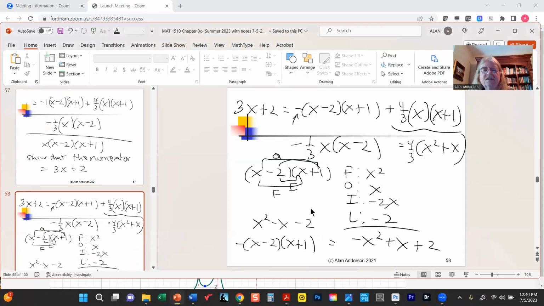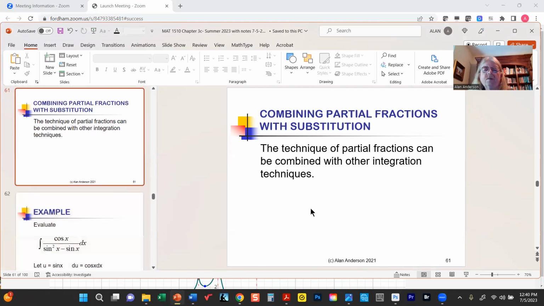Now, in the next section, what we're going to do is something interesting. We're going to actually combine two different techniques to get our desired integral. So what we're going to do is use u substitution before we apply partial fractions. There's nothing to stop us from doing this. We can apply as many techniques as we want, as long as it works. So here's a good example of this.